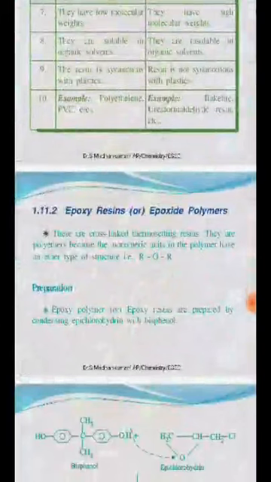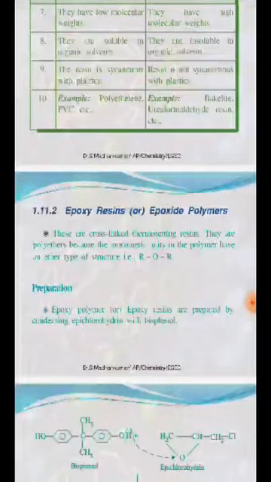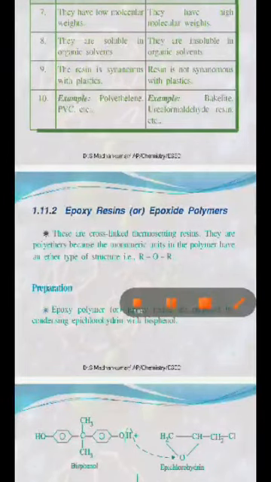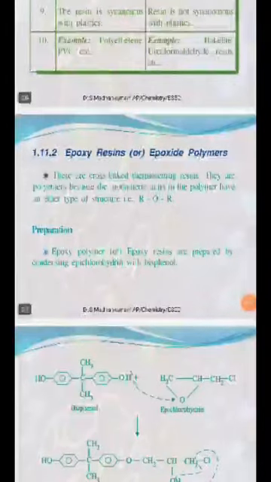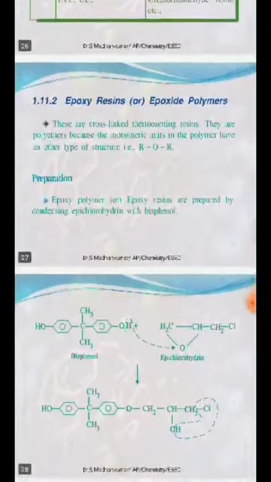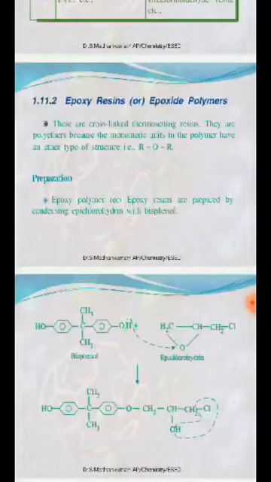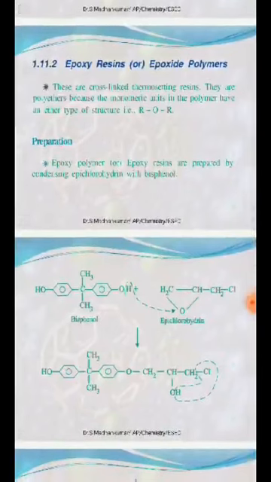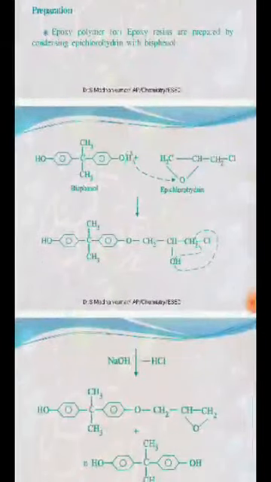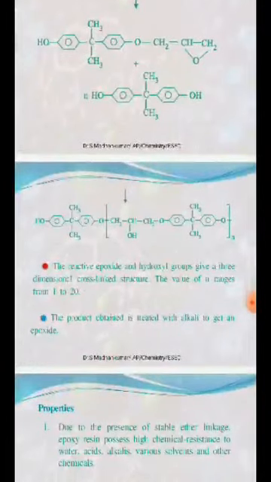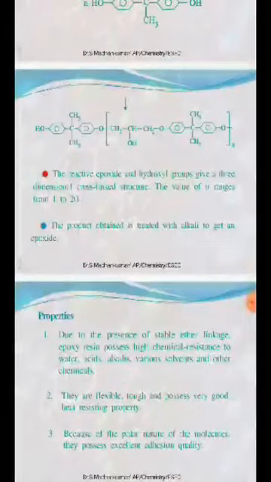Next topic: epoxy resins or epoxide polymers. These are cross-linked thermosetting resins. They are polyethers because the monomeric units in the polymer have an ether type of structure, R-O-R. For epoxy resin preparation, bisphenol is reacted with epichlorohydrin to form the epoxy resin. One example is shown below. The reactive epoxides and hydroxyls give a three-dimensional cross-linked structure. The value of n ranges from 1 to 20. The product obtained is treated with alkali to get an epoxide.